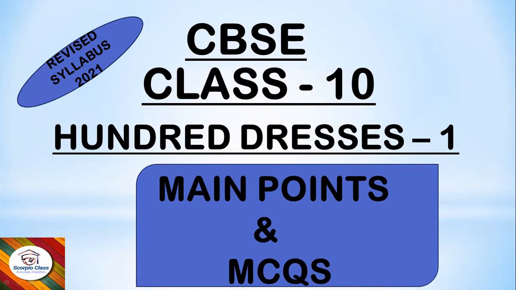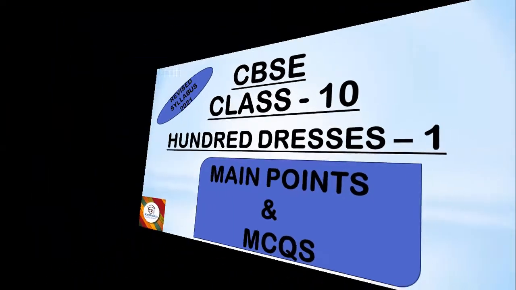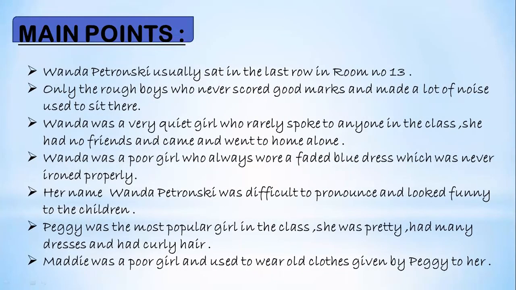So let's quickly start with the main points and MCQs of this chapter. As we know, this chapter is about a girl by the name Wanda Petronsky. She was a poor little girl, very introvert, did not mingle with others nor her classmates, and she was sitting all alone. So what was the reason? What happened with her? The whole thing we are going to say in the form of main points.